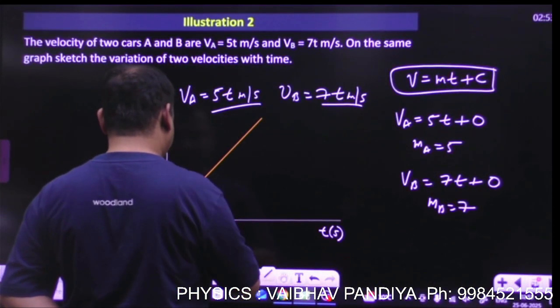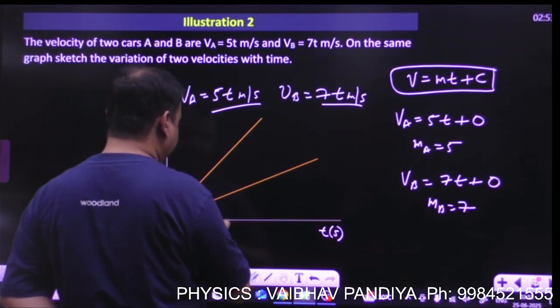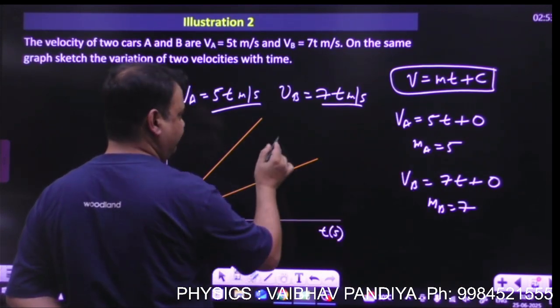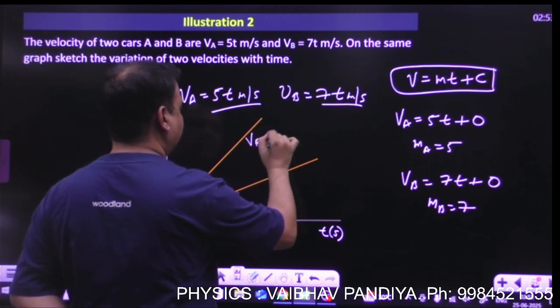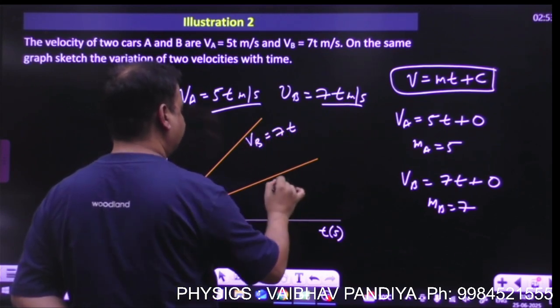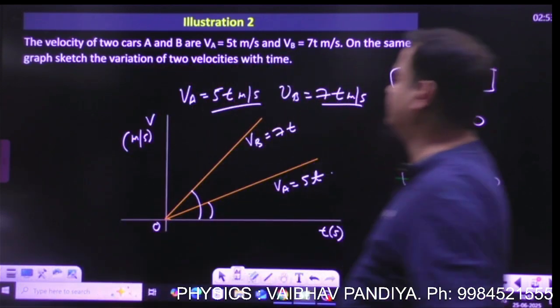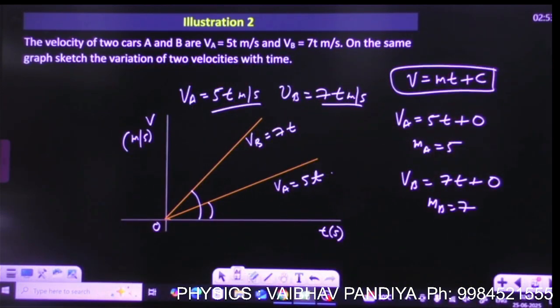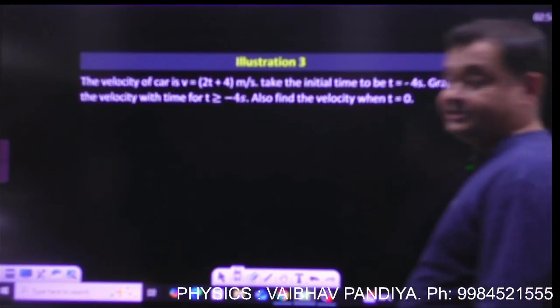Both will have different inclination, and right now we have seen, higher the value of m, higher will be the inclination upward with the horizontal, correct? So this will be VB, that is equal to 7t, and this is your VA is equal to what? 5t. These will be the two graphs. Got it? Okay, now see illustration 3.